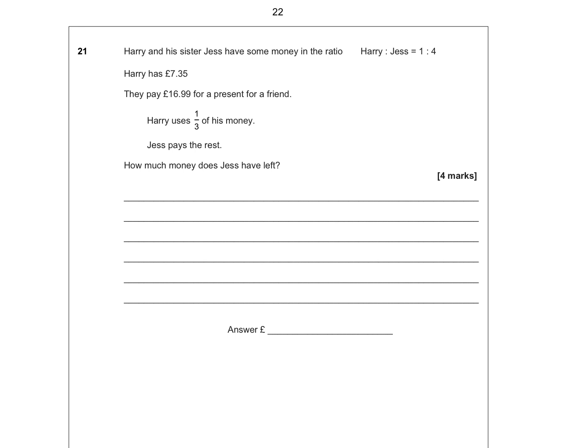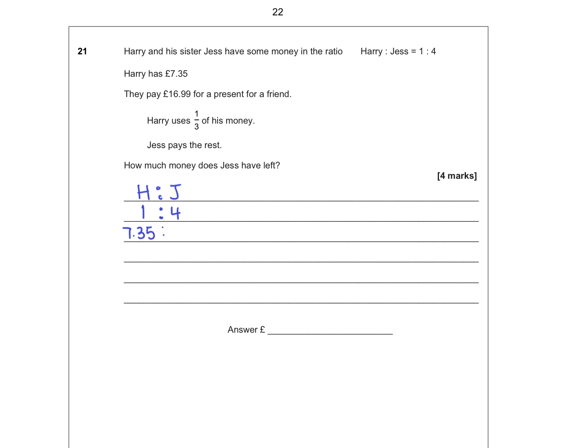Okay, there's a bunch of places where we can start with this question. It doesn't matter necessarily which order you do it in. So I'm going to start with Harry and Jess have some money in the ratio 1 to 4. Harry has £7.35.